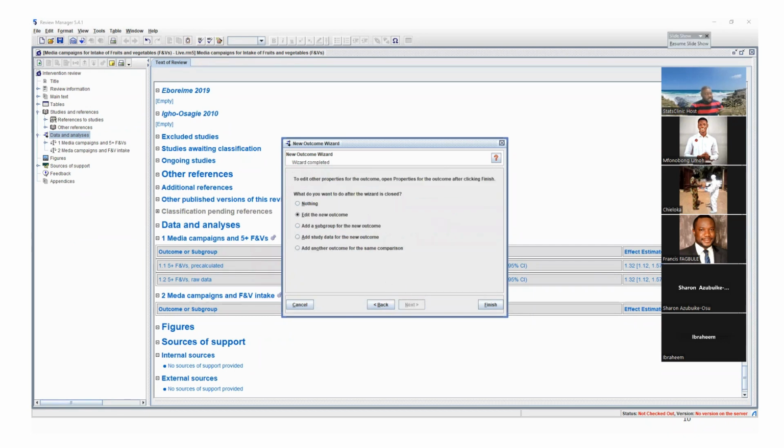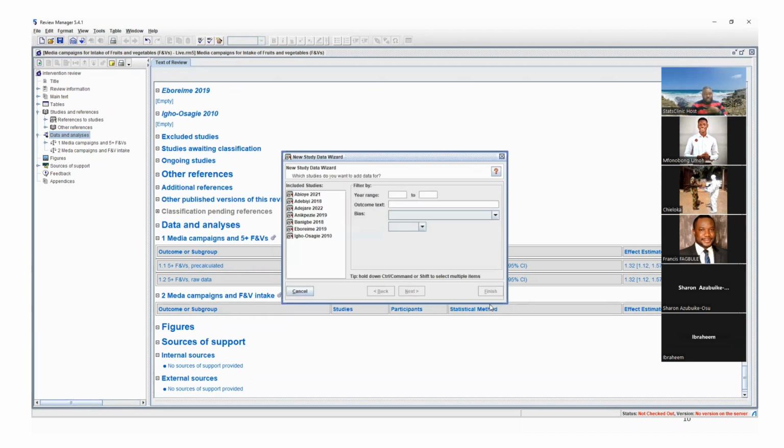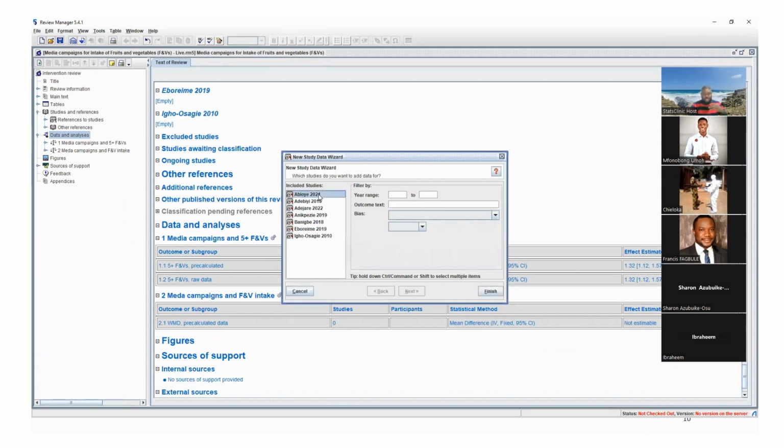The next thing is, what do you then do at this point? Do you want to edit the new outcome, or add a subgroup for the new outcome, or add study data? So I'll say add study data. All right. So if you click next, now it comes up with the 7 studies.